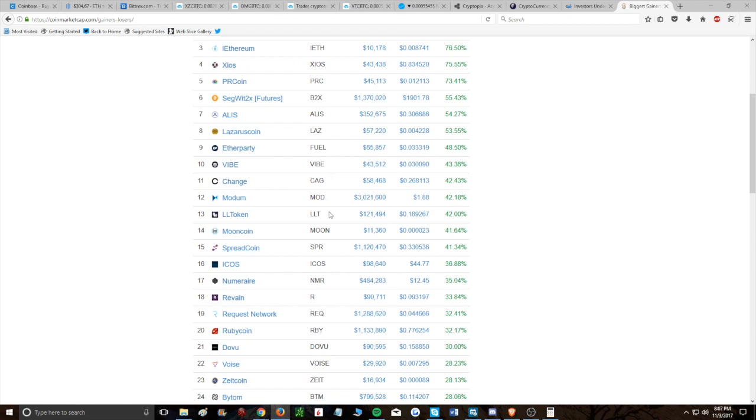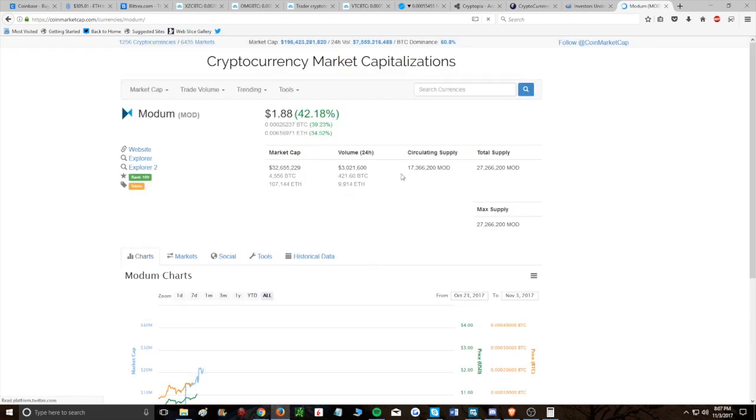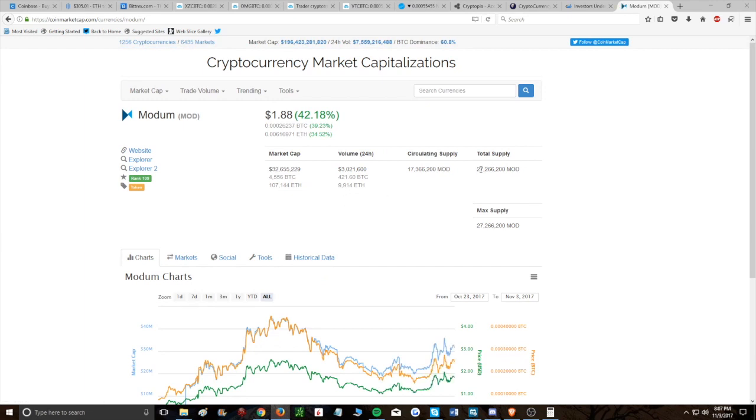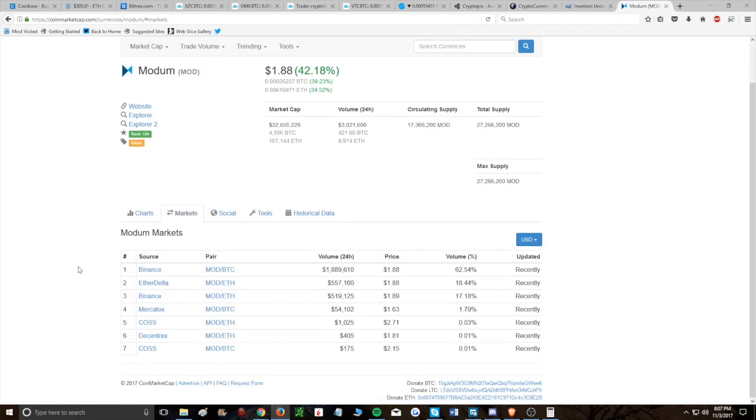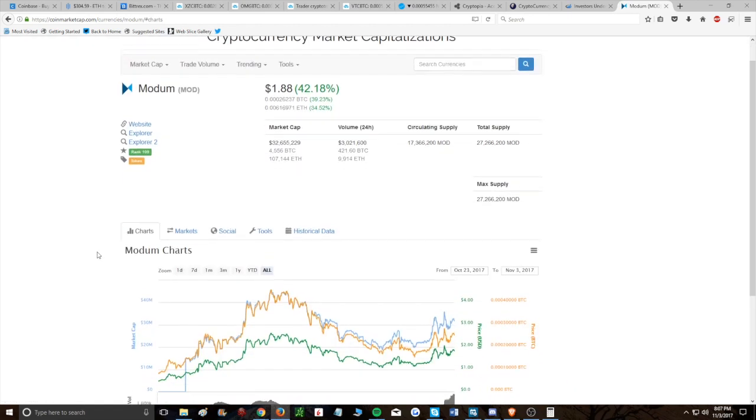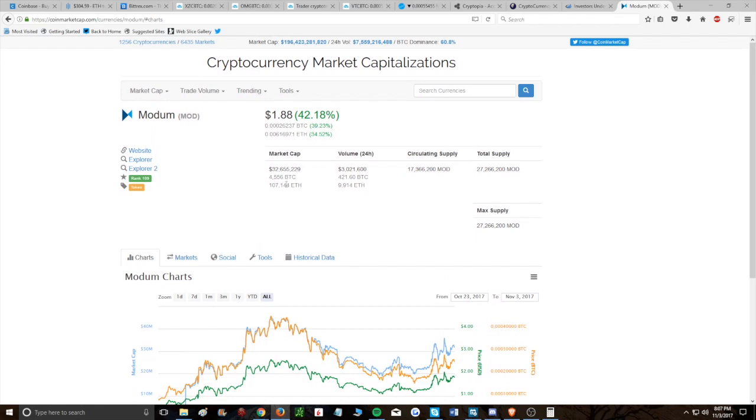Let's see if we could find one real quick. Here, MOD, M-O-D, 3 million volume. It's a lower max supply, a low circulating supply. So where is MOD traded on? Binance, Ether Delta, Mercatox, COS. I don't trade any of these exchanges, but Binance is an up-and-coming exchange. It's getting bigger. This might not be a bad play.